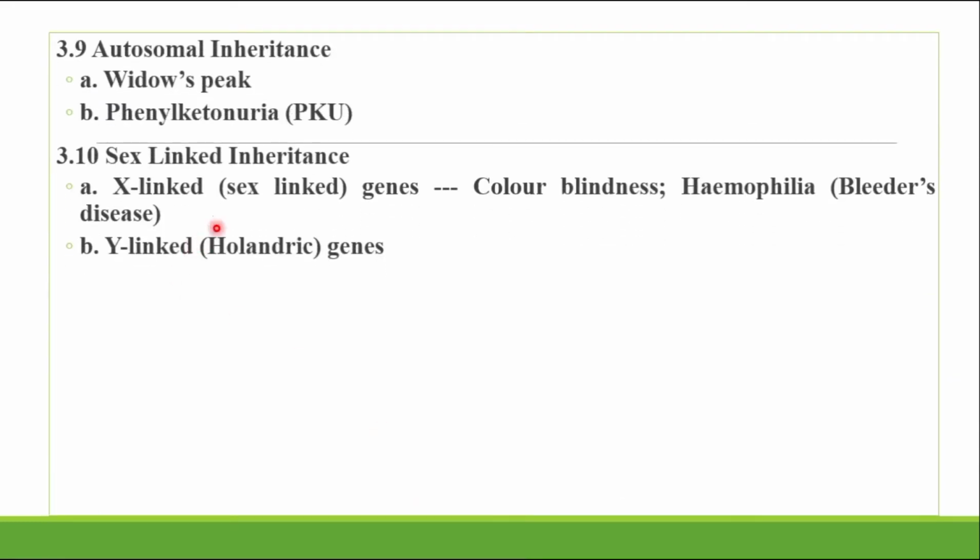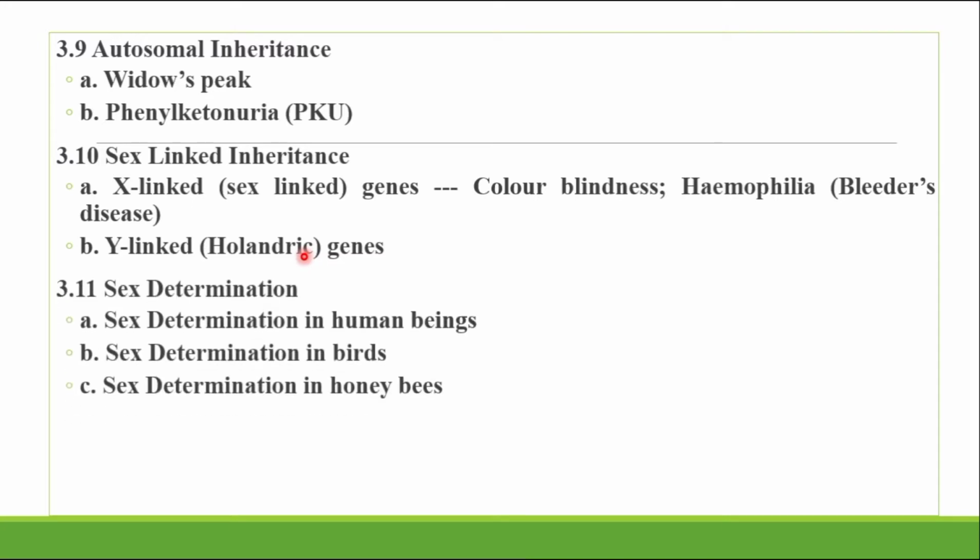The next one is autosomal inheritance, that is, thalassemia and phenylketonuria. The next is sex-linked inheritance. In sex-linked inheritance, we study first the X-linked, meaning sex-linked genes, which include color blindness and hemophilia, also called bleeder disease, and the Y-linked, meaning the Holandric gene.